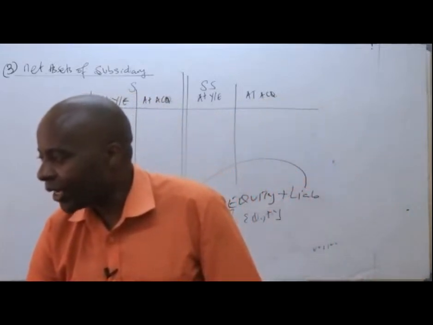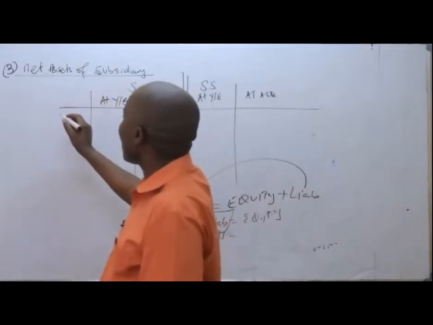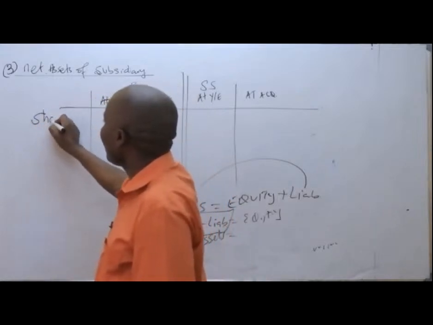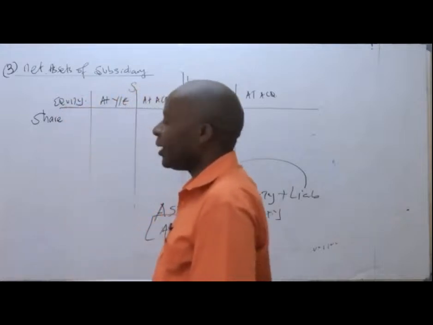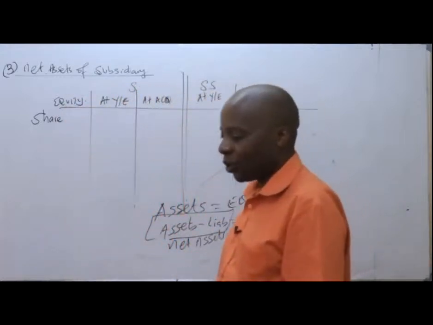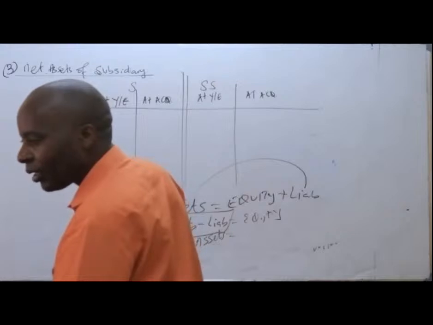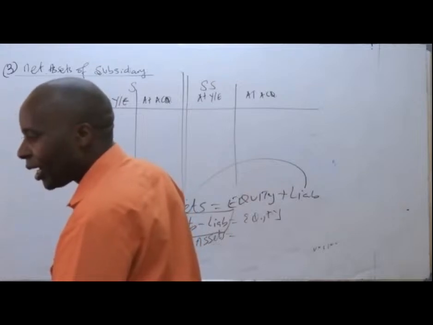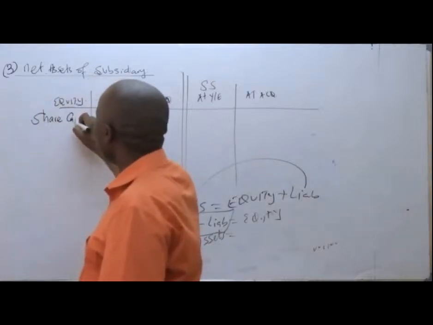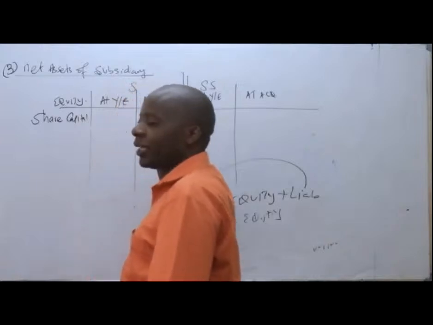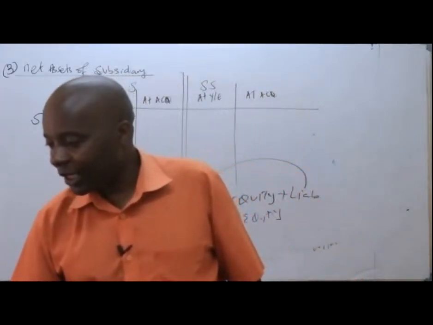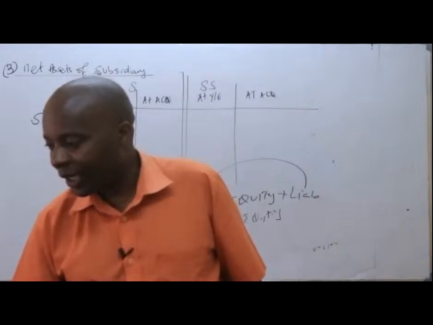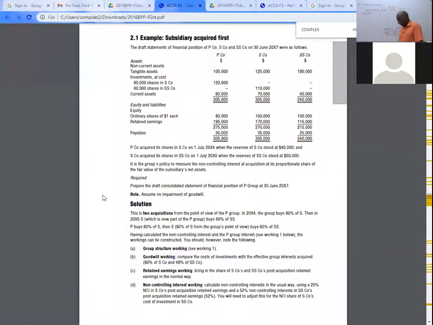So here we are. For equity, we start with share capital. Basically, we are looking at the equity elements here. We have the share capital. So please give me the share capital of S, the first subsidiary. Somebody, let us now work together. What is the share capital of S company?